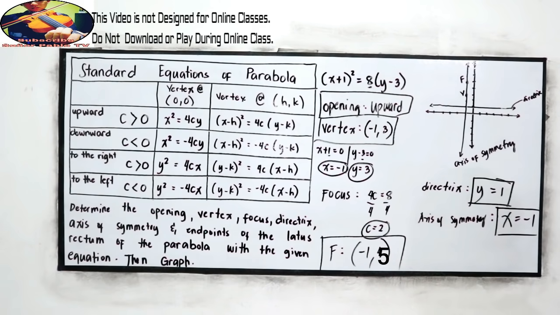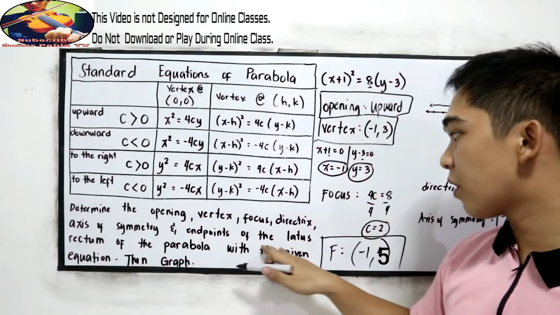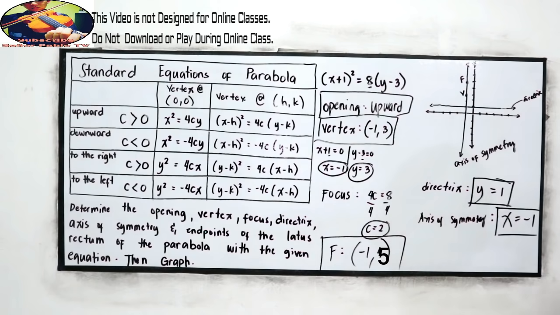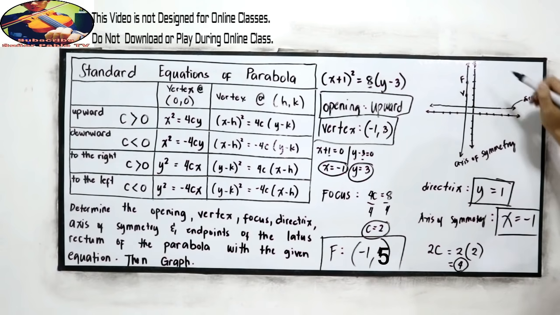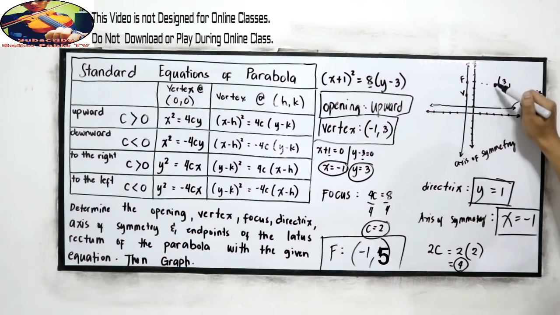And last, the endpoints of the latus rectum. For the endpoints of the latus rectum, we have the formula 2c, and our c is 2, so substitute 2 times our c is 2. So this is 4. So from the focus, 4 units to the right, 1, 2, 3, 4. So our coordinates is positive 3, then 1, 2, 3, 4, 5.